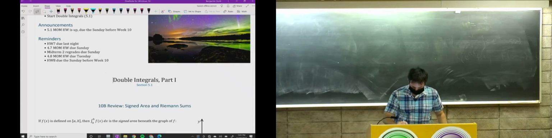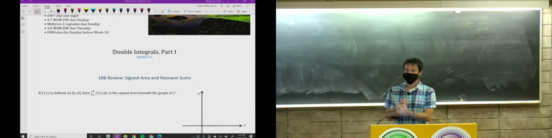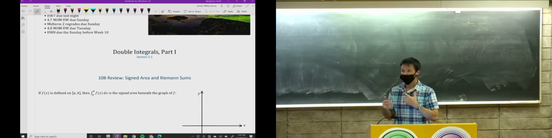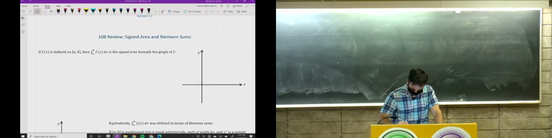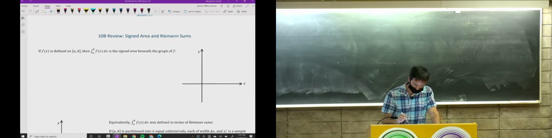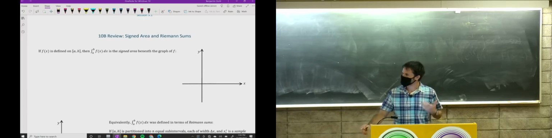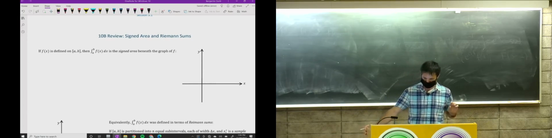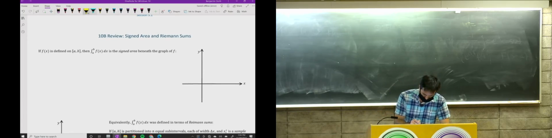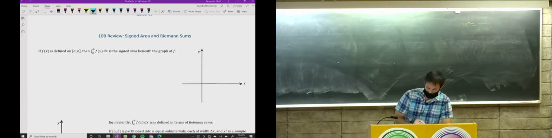So let's get started. And because, as I said, I'm going to be generalizing Math 10b material, let me start by reviewing some Math 10b material. Specifically, I want to review the concepts of signed area and Riemann sums from Math 10b. These were two core fundamental concepts that you learned about in Math 10b, and let me remind you of how they went. So suppose we have a function of one variable f of x.